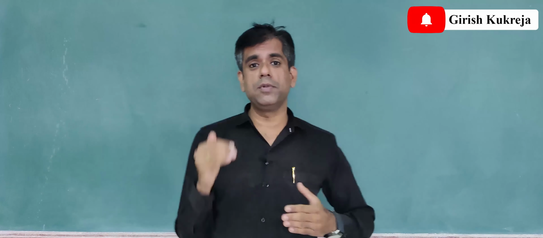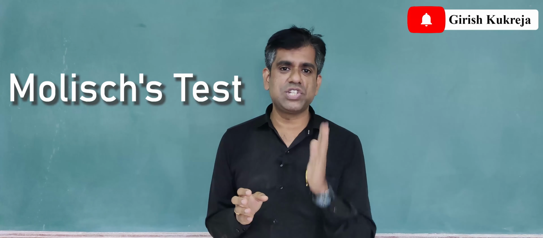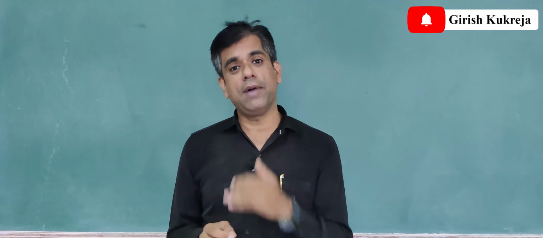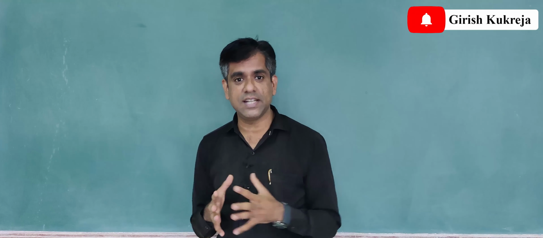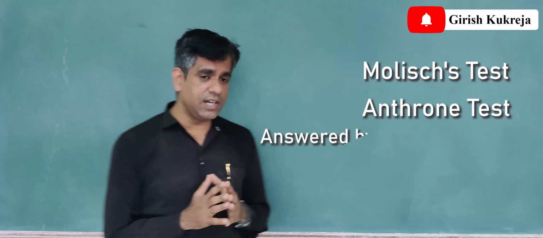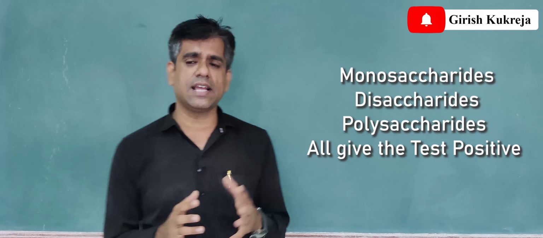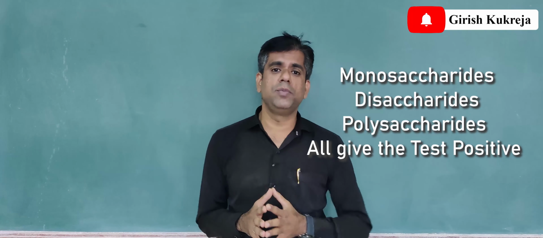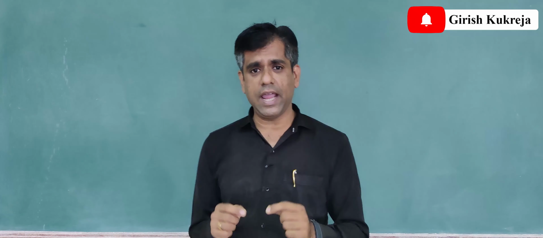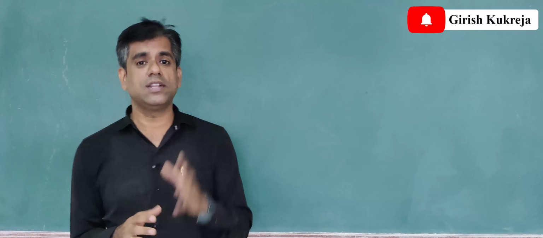One of the first preliminary tests when we went for identification of the sugars was the Molisch's test, a general test which is answered by all carbohydrates. Some of the general tests we'll be discussing today are the Molisch's test and the anthrone test, answered by all carbohydrates. So whether your given sample contains monosaccharide, disaccharide or polysaccharide, this test will be positive for all. If you want to find out whether your given sample contains any of the carbohydrates, you will go for the Molisch's test or the anthrone test.